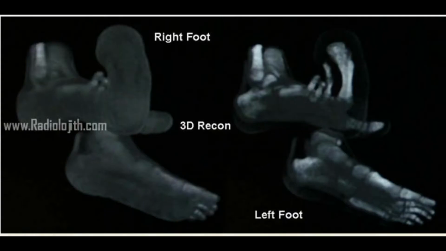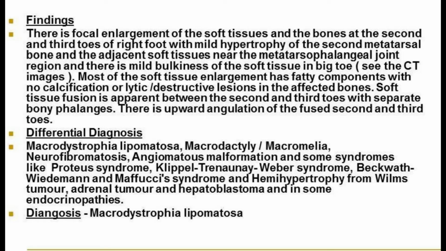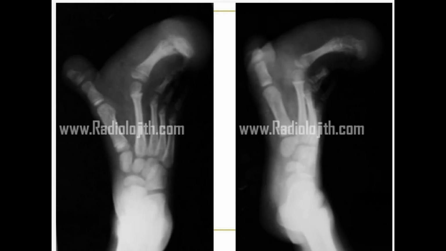The differential diagnosis is many. The first one is macrodystrophy lipomatosis. After that, you can have macrodactyly, macromelia, neurofibromatosis, angiomatous malformation, and some syndromes like Proteus syndrome, Klippel-Trenaunay-Weber syndrome, Beckwith-Wiedemann syndrome, and Maffucci syndrome, and some hypertrophy from tumors like Wilms tumor, adrenal tumor, and hepatoblastoma might be thought of, and you might have that in some endocrinopathies. The final diagnosis is macrodystrophy lipomatosis.